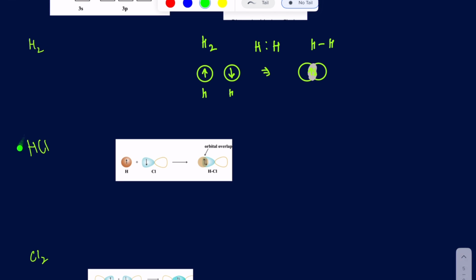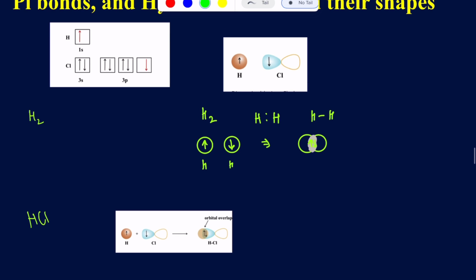For the HCl, we're going to have one s orbital from the hydrogen atom, and one of the p orbitals from the chlorine atom that is half-filled. Now remember, the valence bond theory says that you're only going to be overlapping the half-filled orbitals. So I have one half-filled orbital in the 1s of the hydrogen, and one of the 3p orbitals that is half-filled in the chlorine. Those two are going to be overlapping here. When they overlap, you make the bond, and that's how you get the HCl.